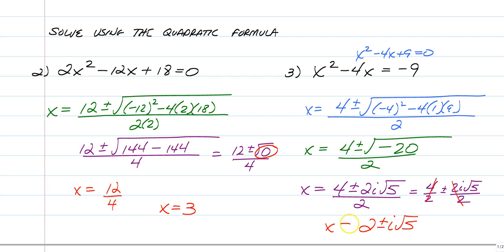Okay, so again, x is equal to 2 plus or minus i root 5, and that tells you there's two imaginary numbers. A positive and a negative i root 5 will give you two different imaginary solutions. All right, so that is the quadratic formula.